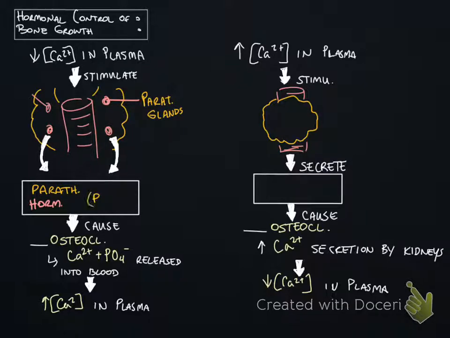also known as PTH. And then this can cause an increase in osteoclast activity, and it causes calcium and phosphate to be released into the blood. And in turn, what this does is increase calcium concentration in the plasma, counteracting our original stimulus of low calcium in the plasma. So on the flip side, let's say our stimulus is an increase in calcium in the plasma. This goes on to stimulate the thyroid gland.